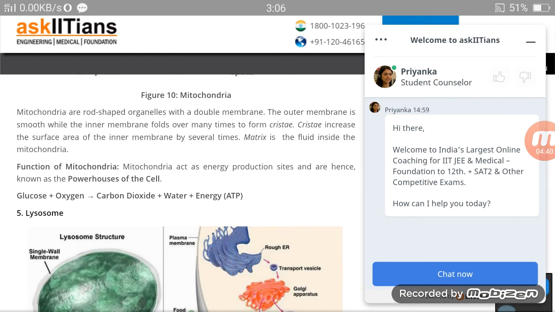Function of mitochondria. Now we should know the function of mitochondria also. It is also called the powerhouse of the cell. It is the site where energy production takes place. That's why it is known as the powerhouse of the cell. It is also a type of objective question or one-word question, so you should note this down.